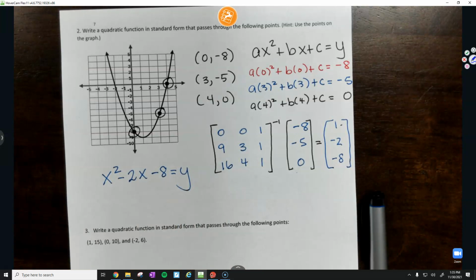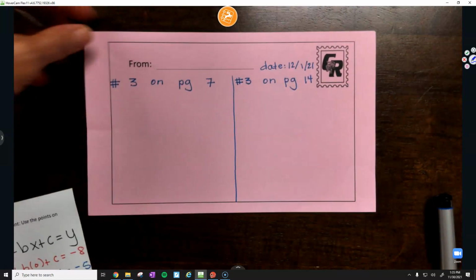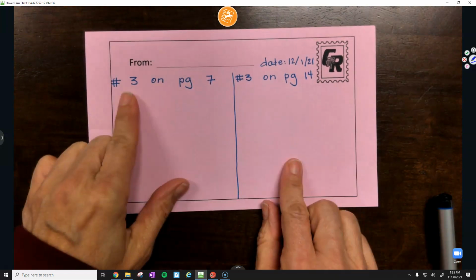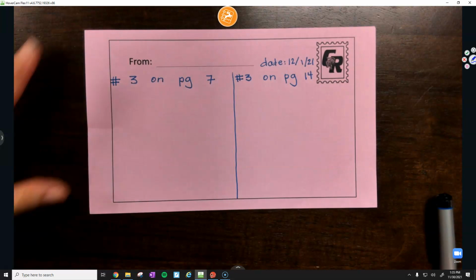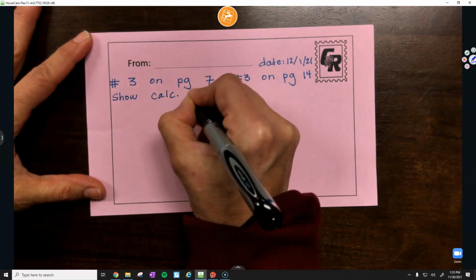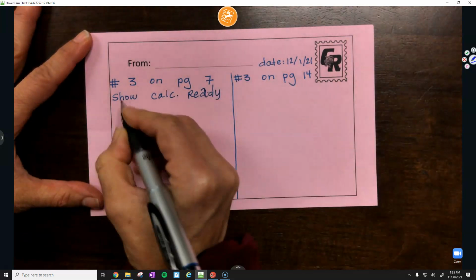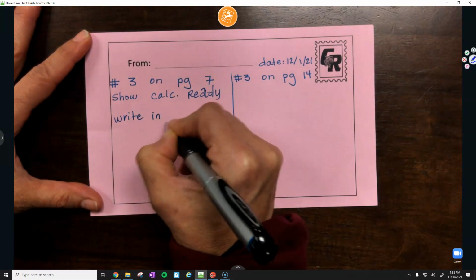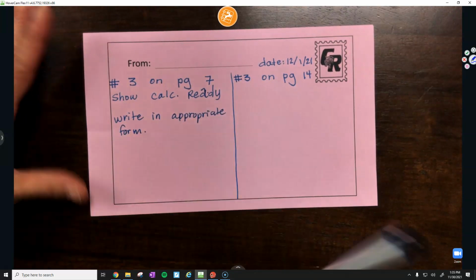So let's talk about what you need to do now. After you've completed these notes, you are going to grab one of these exit tickets, and you are going to complete number 3 twice. Number 3 on page 7, and also number 3 on page 14. When you do this, you just need to show the calculator ready equation and make sure that you write the answer in appropriate form. All right, that's it. Go grab an exit ticket and knock this out.